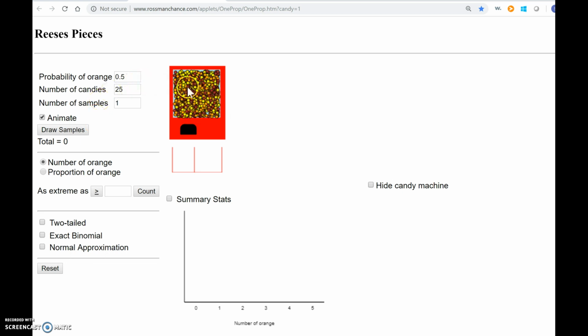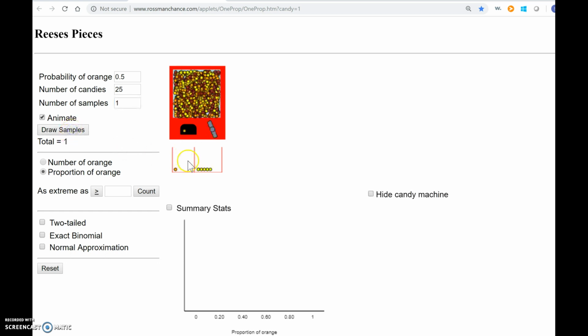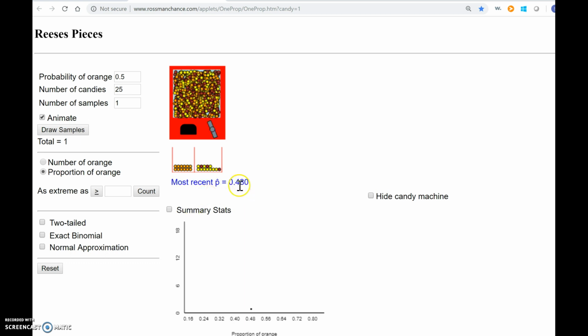So this is a little Reese's Pieces candy machine where, in this infinite population, 50% are orange. We're going to sample 25 candies. We're going to take one sample, and it's going to calculate the percentage, or the proportion, of candies that are orange. So let's go ahead and do it once. So we got 48%. It plots that point down here. So this point represents a sample proportion from a sample size of 25.